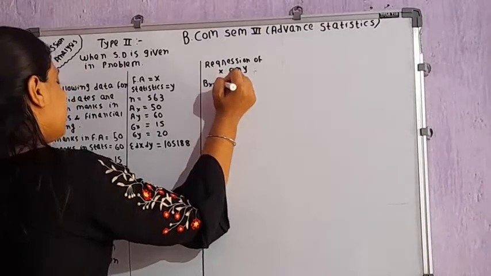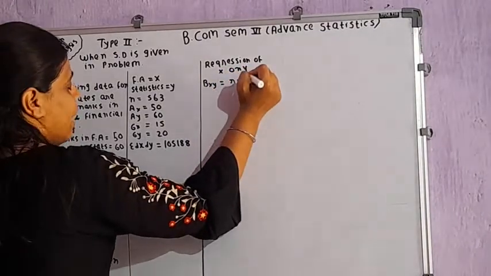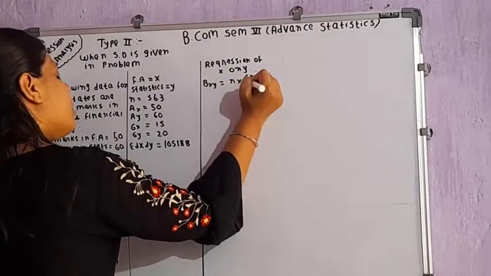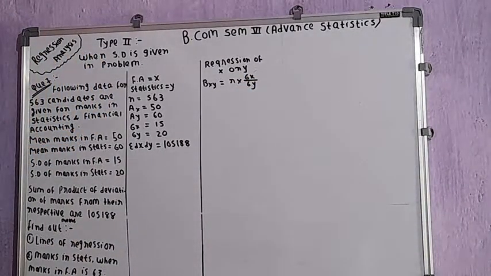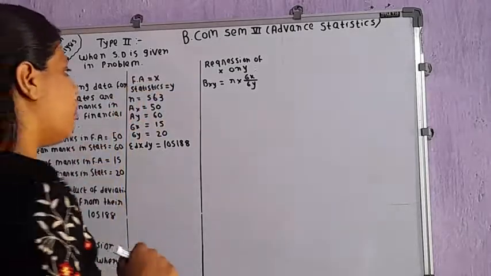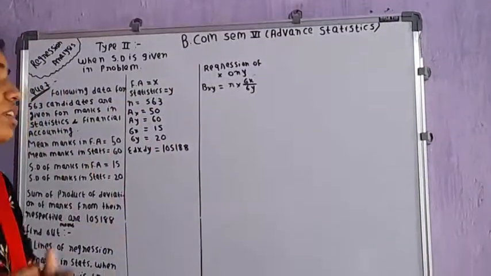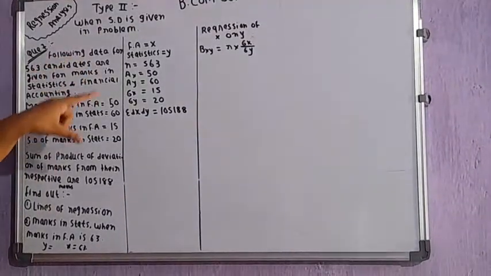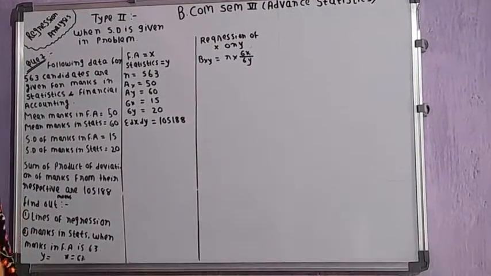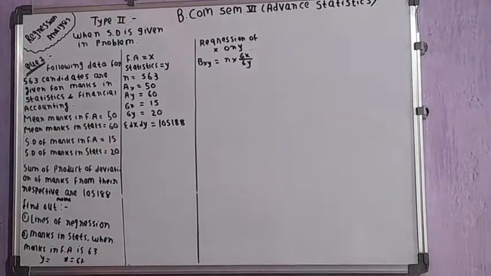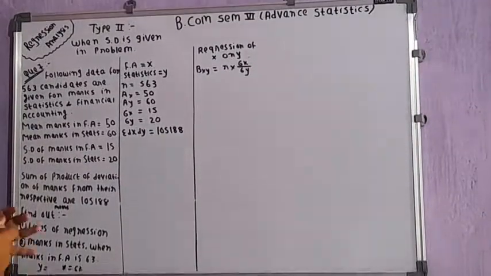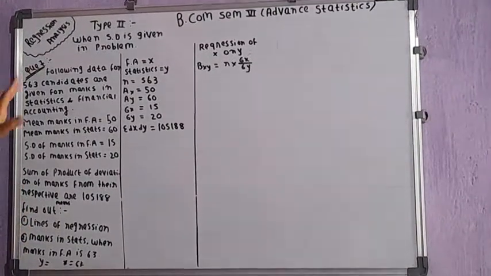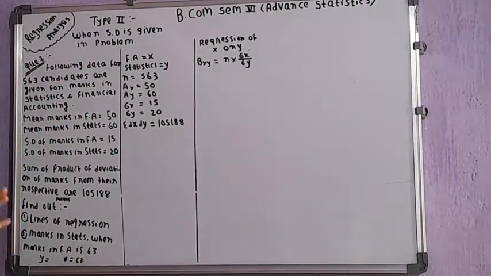dxy is equals to r into standard deviation of x upon standard deviation of y. Okay, so here we have standard deviation of x, we have standard deviation of y, but can you find r is given in the problem? So of course r is not given in the problem, and that is why we have to calculate the r. Okay, how are we going to calculate the r when the standard deviation is given in the problem?